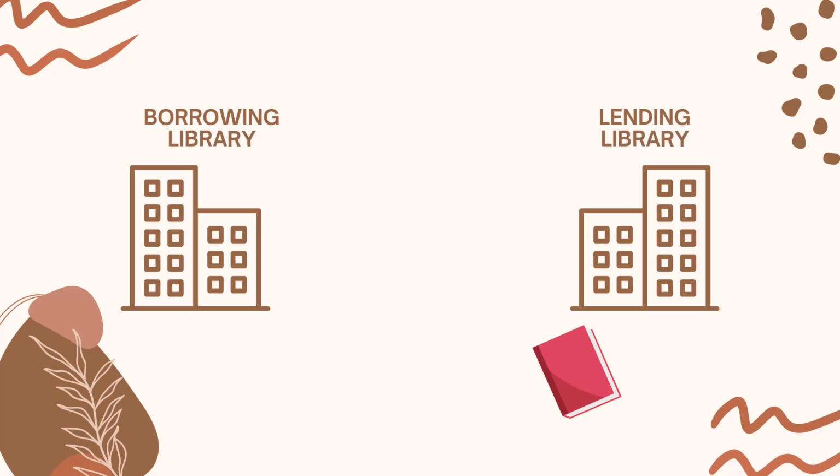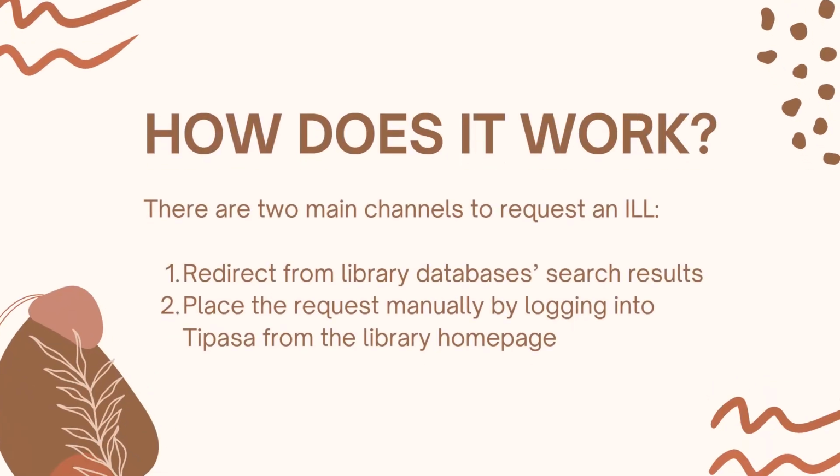An interlibrary loan occurs when one library that doesn't have access to a material reaches out to another library that does have access, and that library lends the material to the library in need. This is a service available to all students, staff, and faculty at Alvernia free of charge. There are two primary routes that users can follow to request an interlibrary loan. I'll demonstrate both pathways shortly.